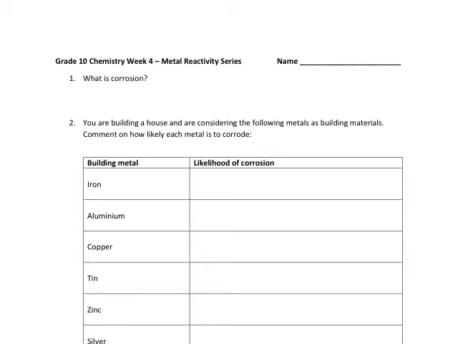Okay, question number 1, what's corrosion? Hopefully you got the idea that corrosion is a metal reacting with air. There's a little bit more we explained in class. We don't just need air, we also need water. So it needs to be wet, or there needs to be moisture in the air. Okay, next question.